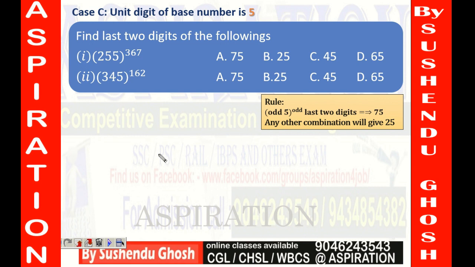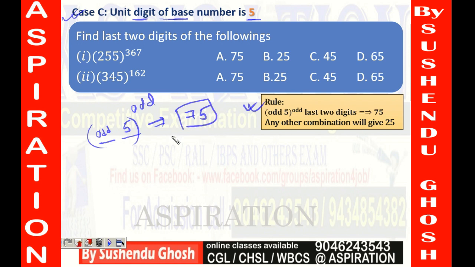Now we have come to case C, where we have 5 as the unit digit of the base number. So here we have a rule which we need to follow. Whenever we have 5 in the unit place, and an odd digit is present in the tens place and the power is also odd, then it will always give you 75 as the last two digits.